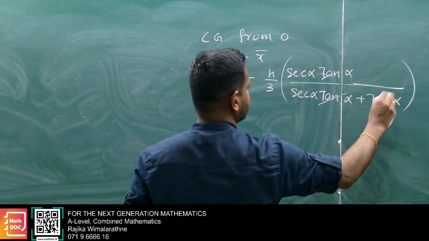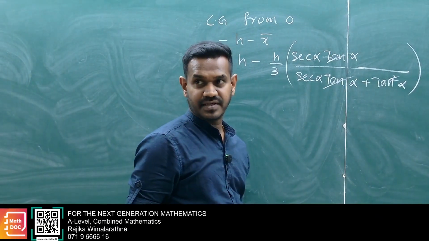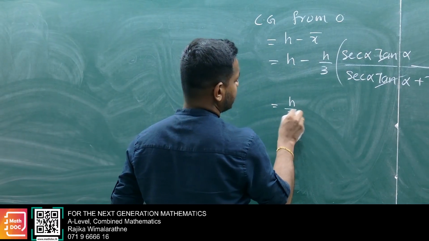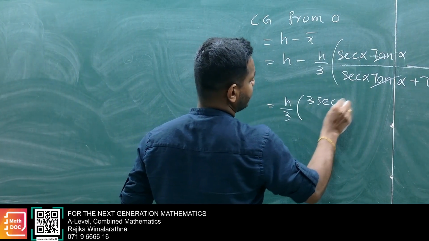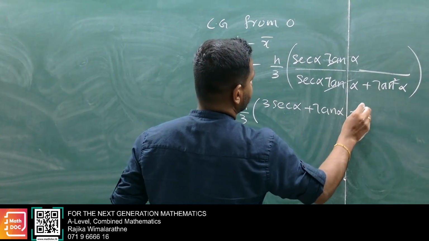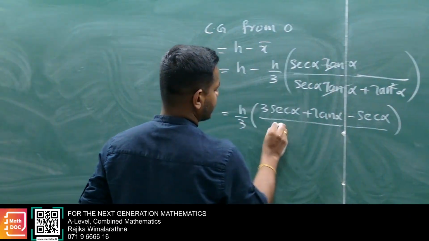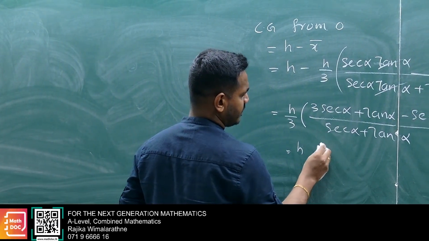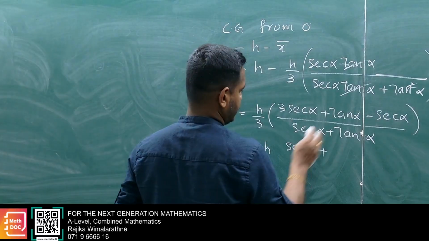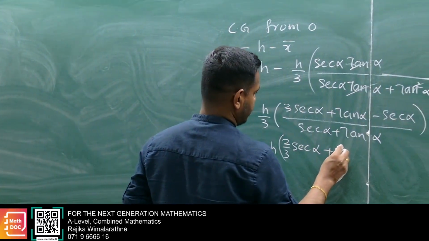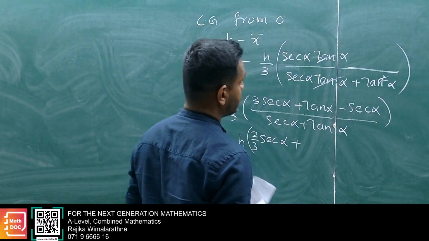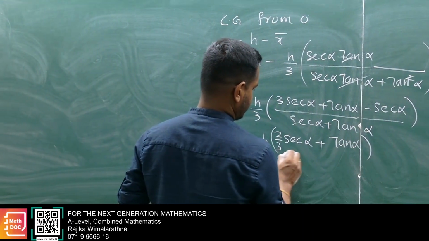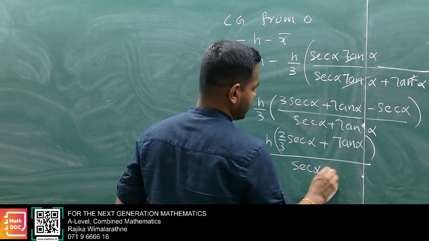Now better to cancel the tan alpha term. Now we have the denominator sec alpha plus tan alpha. Now you take h divided by 3 outside. Then 3 sec alpha plus tan alpha minus sec alpha over sec alpha plus tan alpha. Now h, put 3 inside. Sec alpha, 2/3 sec alpha, over sec alpha plus tan alpha.